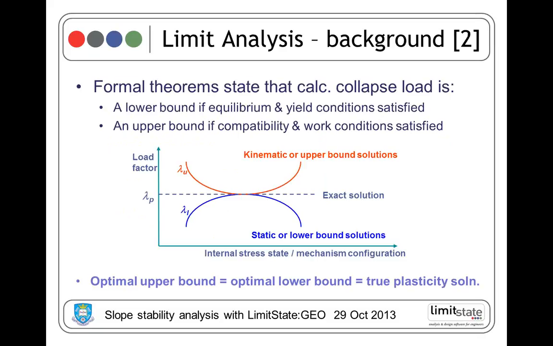The lower bound theorem: if we can find a state of stress in our problem that is in equilibrium and doesn't violate yield, then we know that's a lower bound to our collapse. Alternatively, if we can find a kinematically compatible mechanism and carry out a work equation analysis on that, we can find an upper bound to the collapse load. And the nice thing about these two theorems is that if we find the optimal lower bound and the optimal upper bound, we find that they match and give us the true plasticity solution.